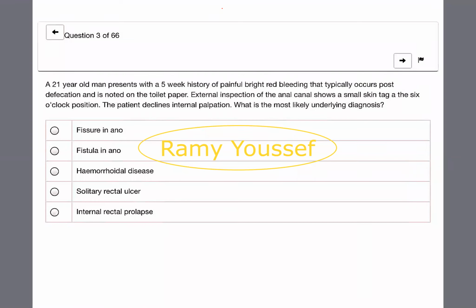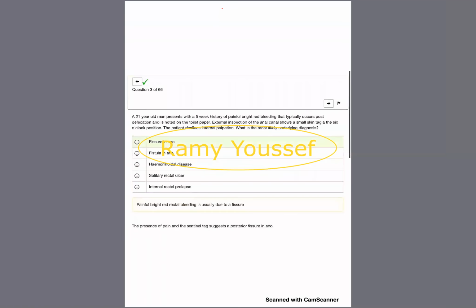Skin tag, the sentinel pile of the fissure at 6 o'clock, and the patient declined internal palpation. What is the most likely underlying diagnosis? This is a typical history of fissure in ano. This is the only thing here that will give you painful bleeding. Okay.